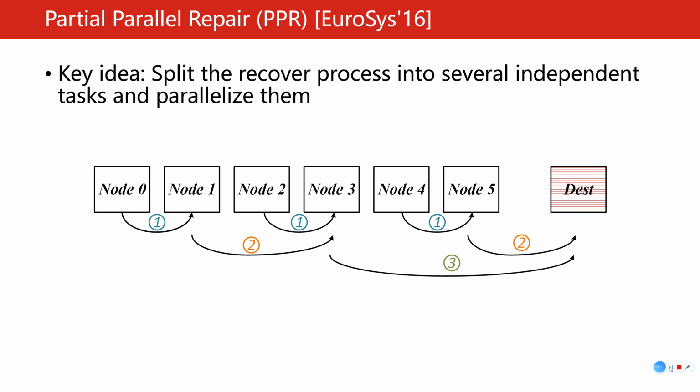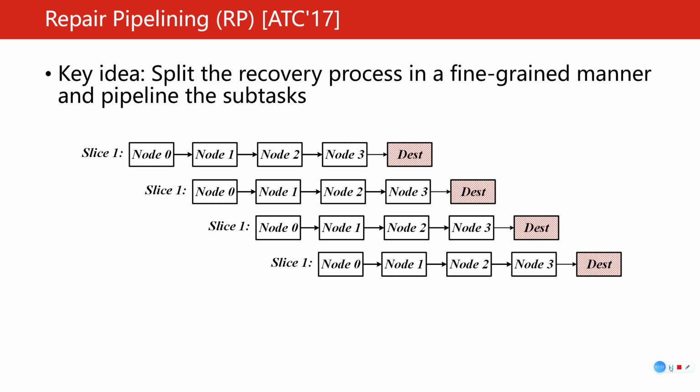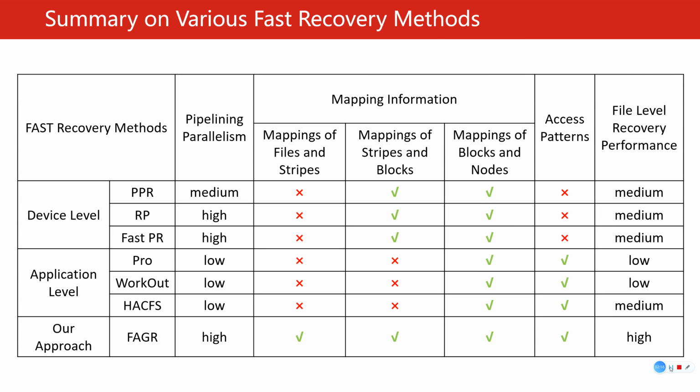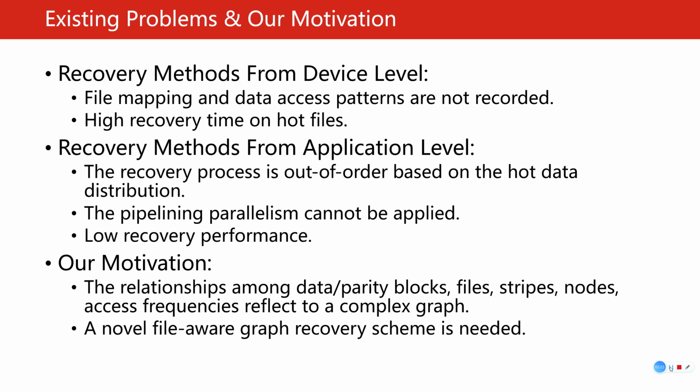It splits the recovery process into independent tasks to enhance parallelism. The key idea of repair pipelining is to split the recovery process but in a fine-grained manner and pipeline the subtasks. For fast predictive repair, it models a bipartite matching problem for scheduling migration and reconstruction in parallel. This table is a summary on various fast recovery methods.